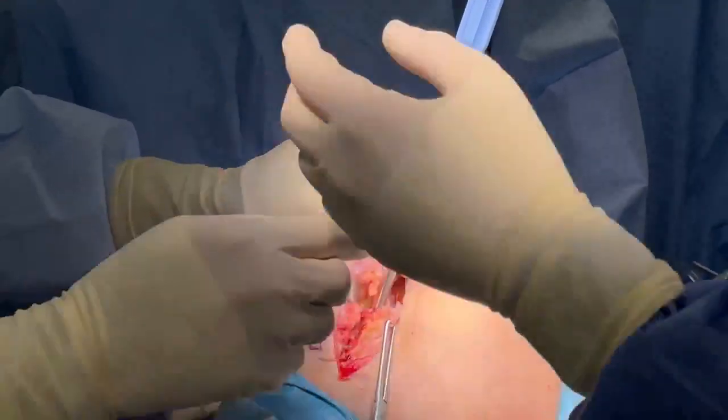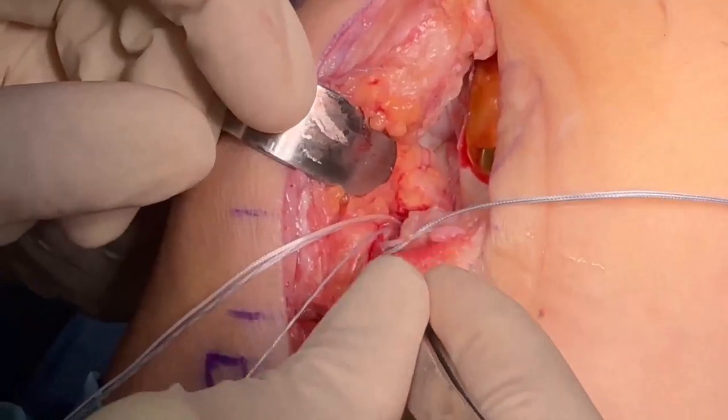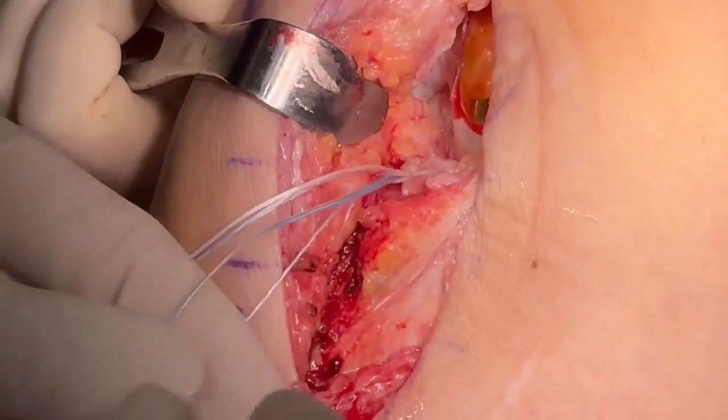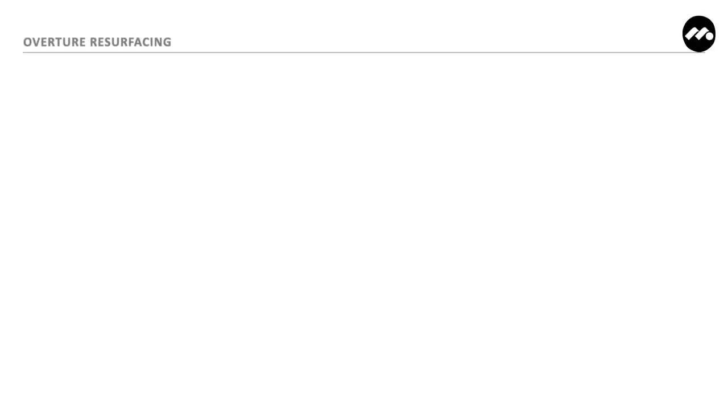To reattach the anterior root of the meniscus, knotless anchors were utilized to tack down the meniscus back to the anterior portion of the knee. After this, a layered closure was performed using 2-0 and 3-0 Monocryl.